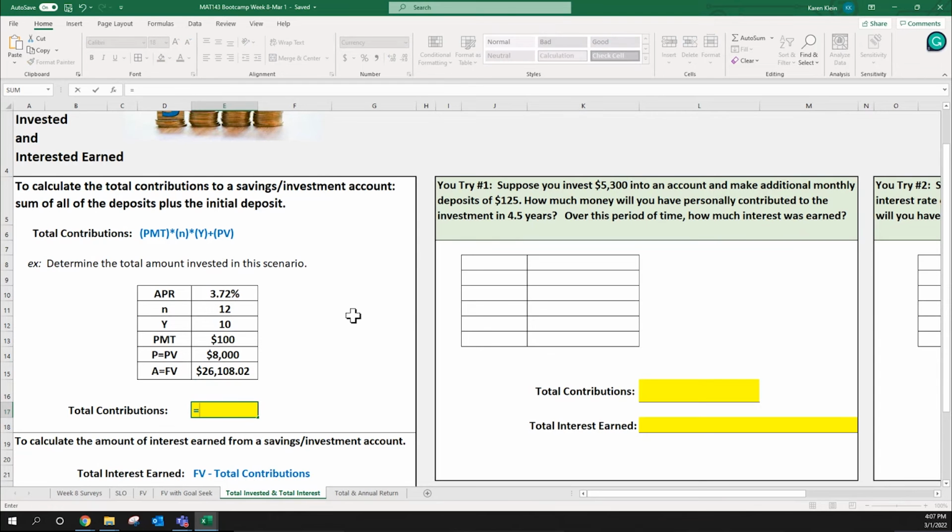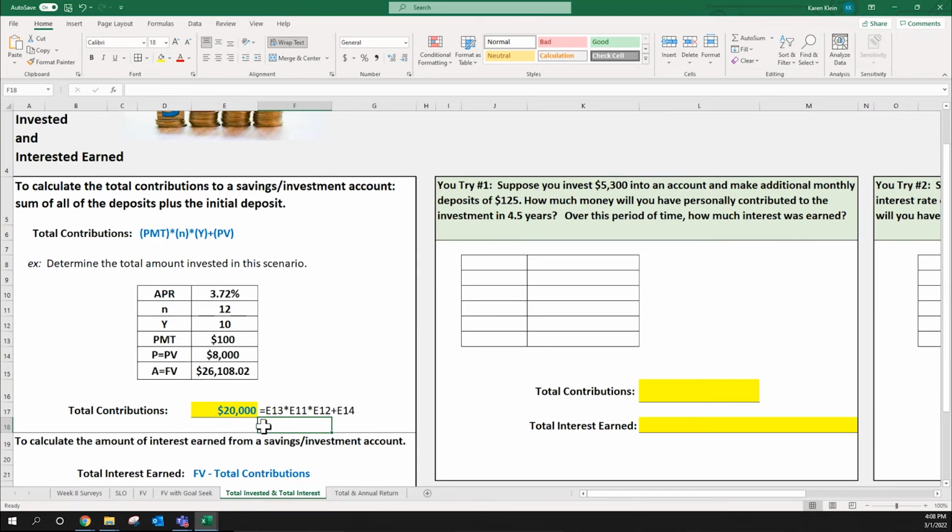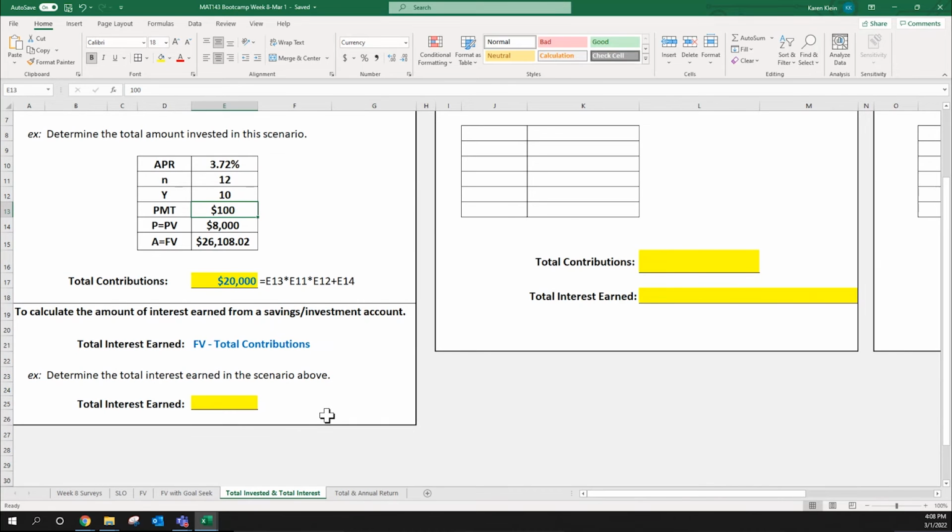We're going to calculate this amount by taking our payment, 100, and multiplying that by our N, which is 12, and that gets multiplied by the years, which is 10. And then we're going to add on to it the original deposit of $8,000. So from here, we see that I have invested out of my own pocket $20,000. So it's not like 8,000 turned into $26,108. I actually invested $20,000 because each month I was paying in $100, and I did that each month for 10 years. So the total amount I contributed was 20,000. Does that make sense?